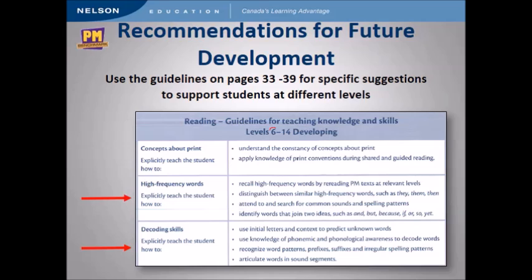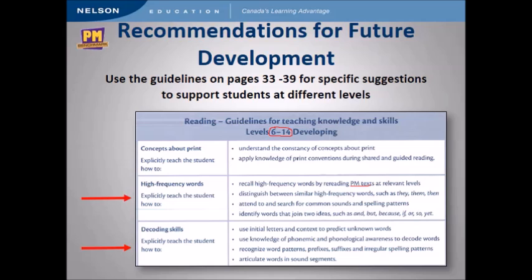So for instance, it says we might have students recall high-frequency words by rereading PM text or other texts at relevant levels. So one of the ways they become aware of high-frequency words is by meeting them frequently in other texts. Just a little note here that by rereading texts at relevant levels, this doesn't mean rereading the text in the PM Benchmark kit. These texts are only used for assessment purposes, but reading other texts at the same levels.